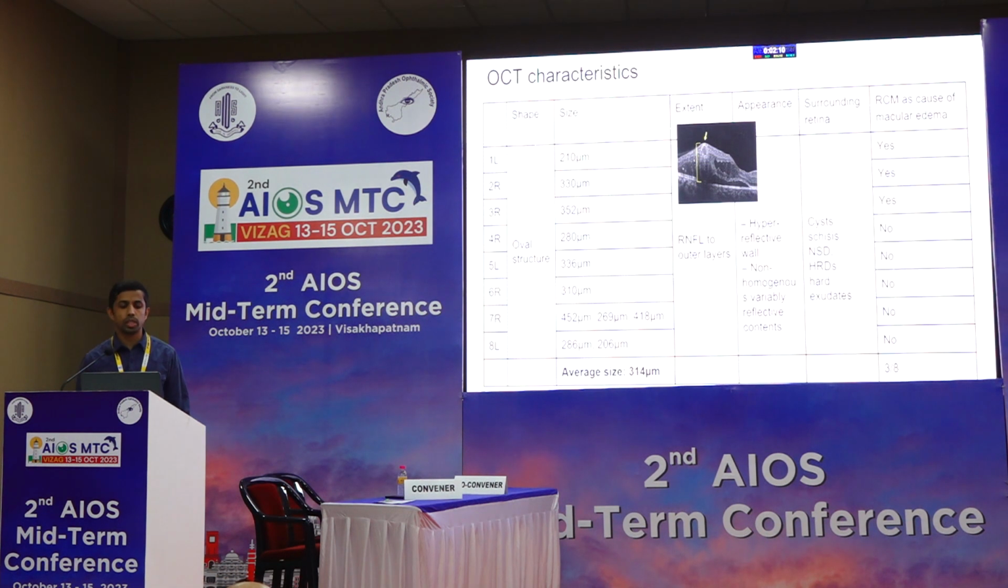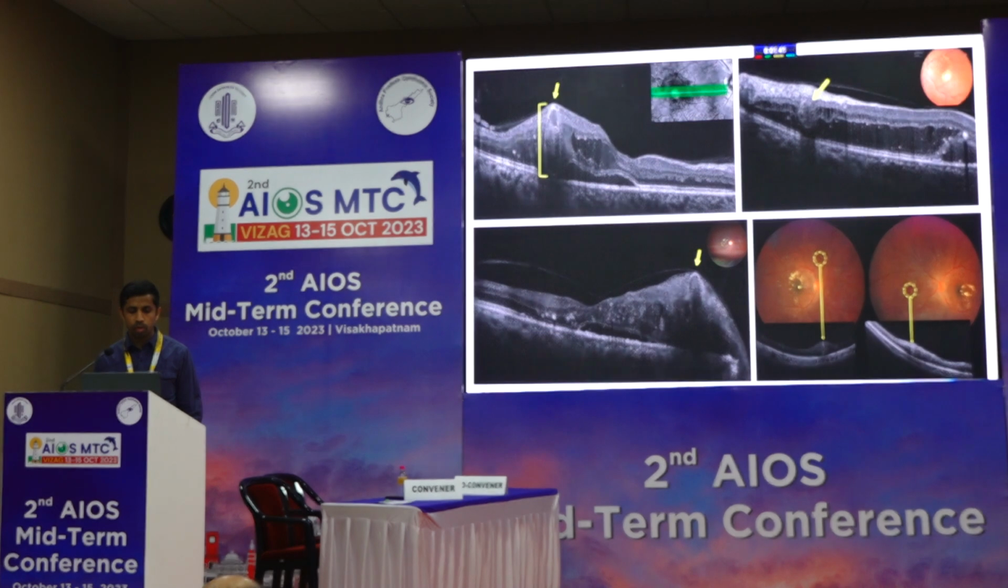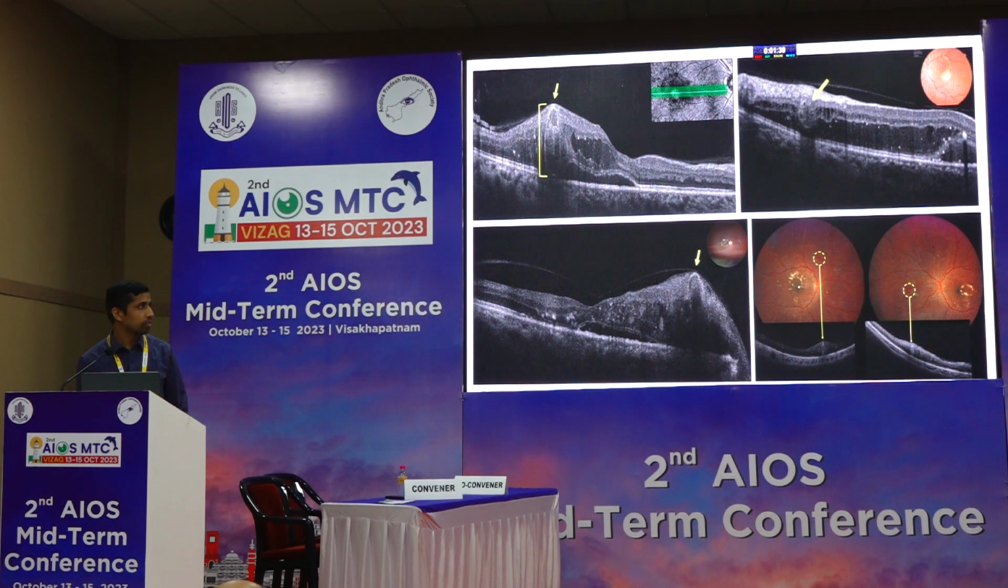Coming on to the OCT characteristics, all the lesions had an oval structure. Average size of the RCMs was around 314 microns. They extended from RNFL to outer layers. They had a hyperreflective wall with non-homogeneous, variably reflective contents, as you can see in the picture. Surrounding retina showed presence of cysts, schisis, NSDs, hyperreflective dots and hard exudates. RCM as a cause of macular edema in our patients was attributable in 3 out of the 8 eyes. These are some of the OCT pictures of the RCM lesions.